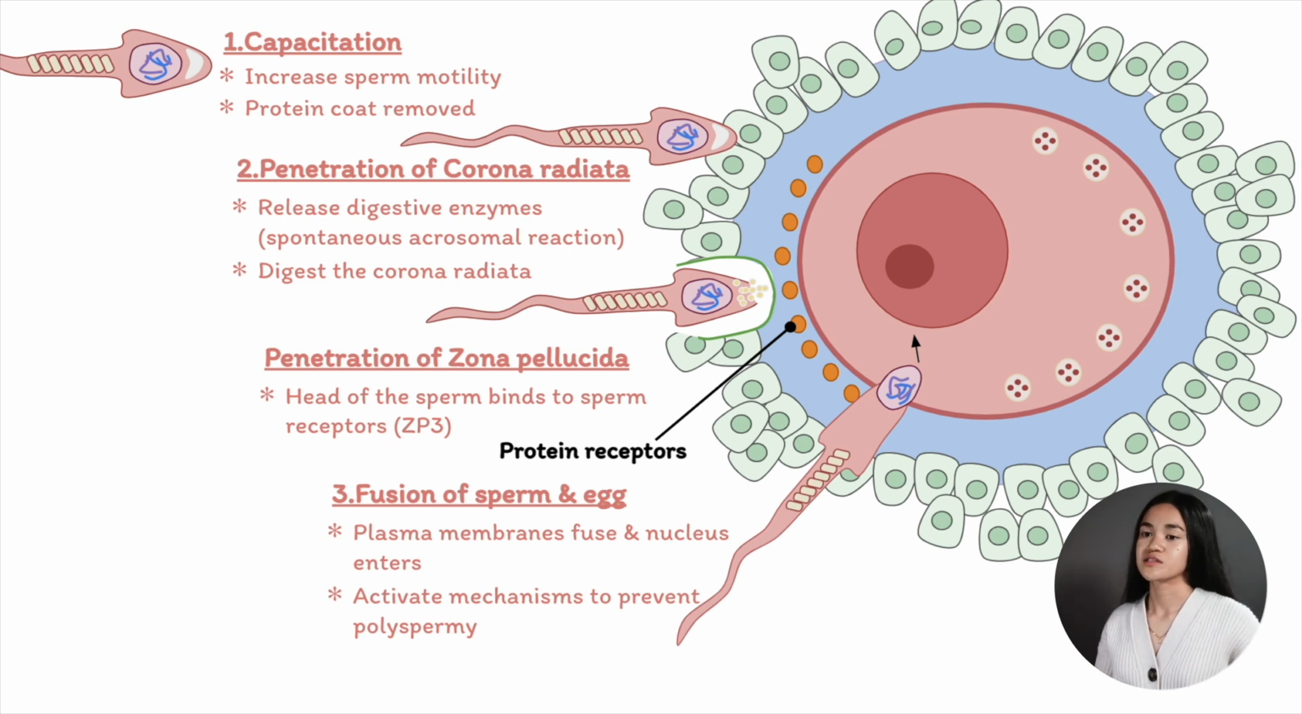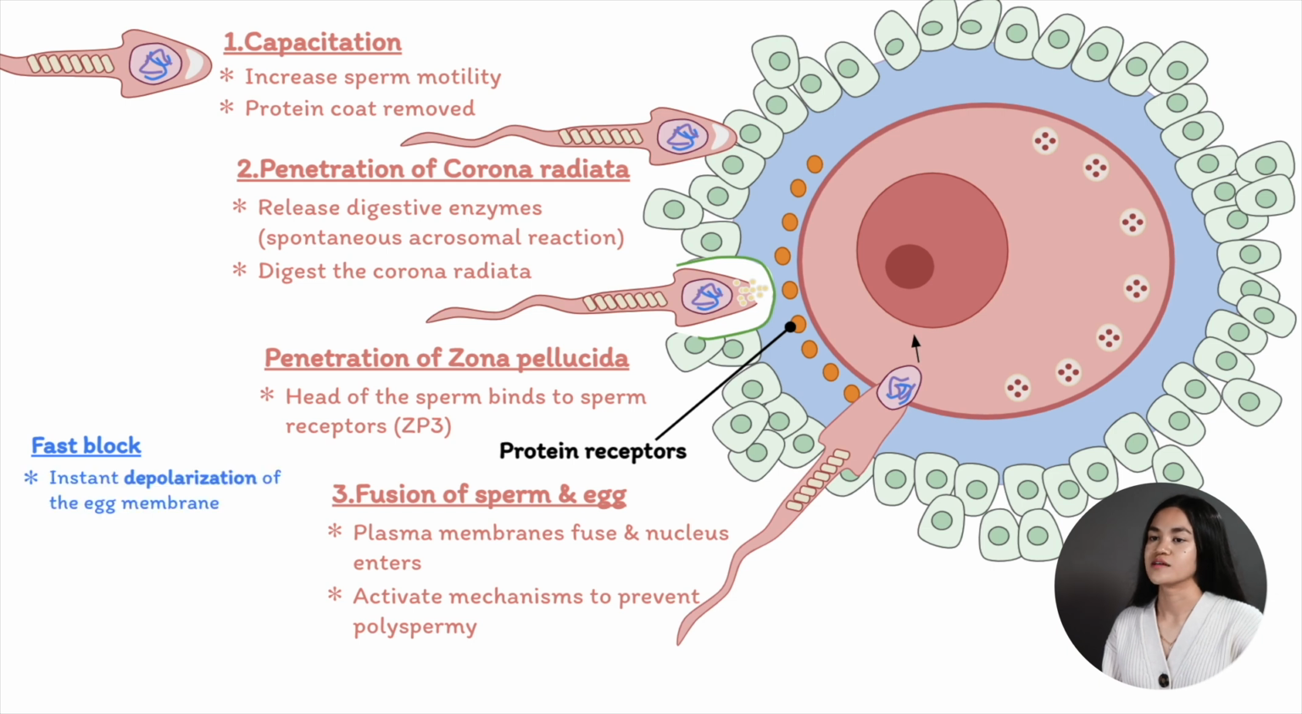And this produces zygotes with more than a diploid amount of DNA, leading to embryonic defects, and it's incompatible with life. And there are 2 types of mechanism. The first is what's known as fast block. This is where there's an immediate change in sodium-ion permeability, and this depolarizes the plasma membrane of the egg, preventing the binding of any other sperm cells.